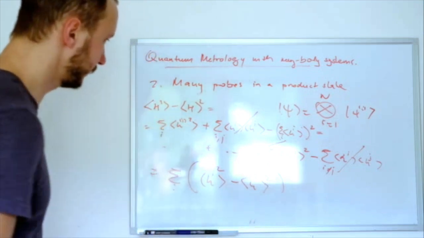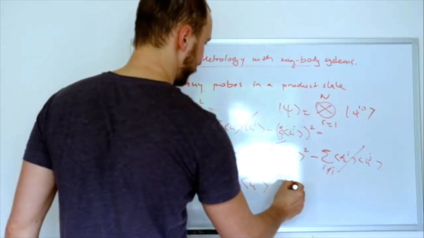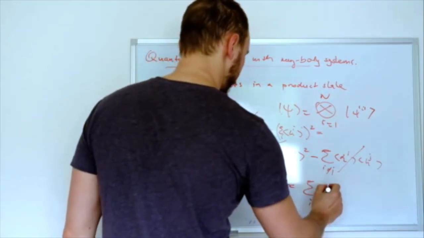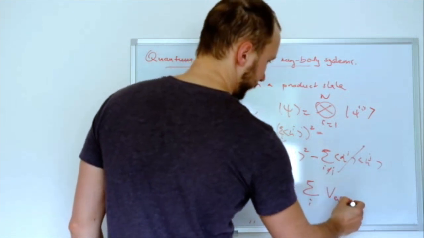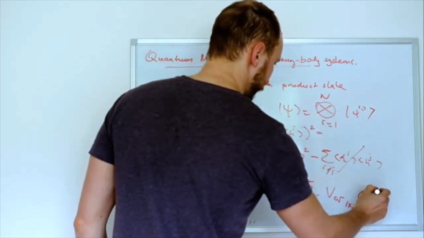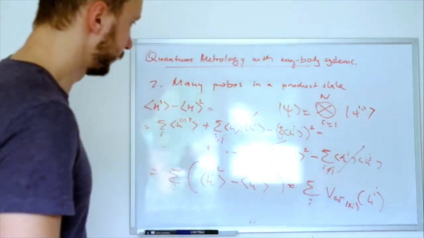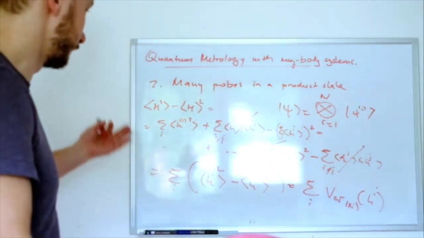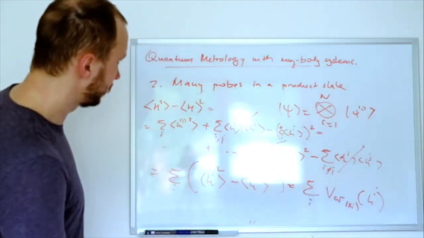So for a product state, the variance is just the sum over i of the variance of the Hamiltonian H_i on psi_i, which is not very surprising. Actually, it's clear.